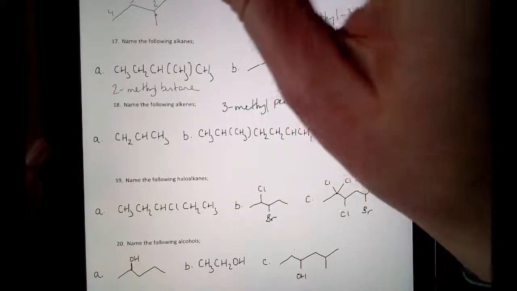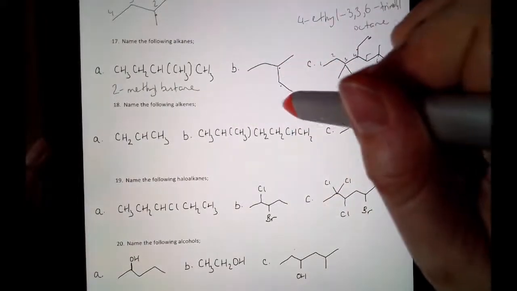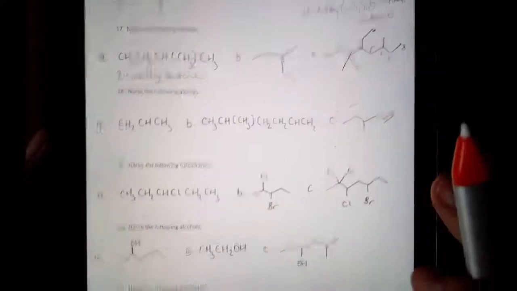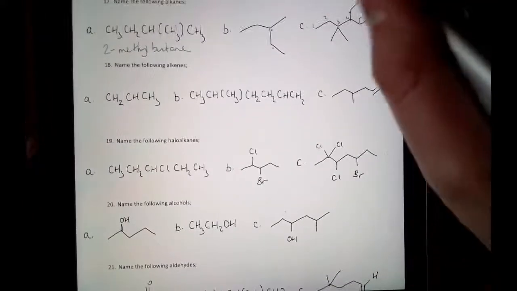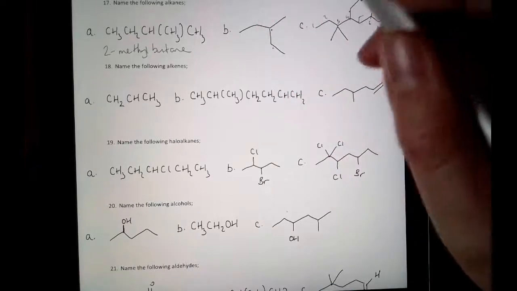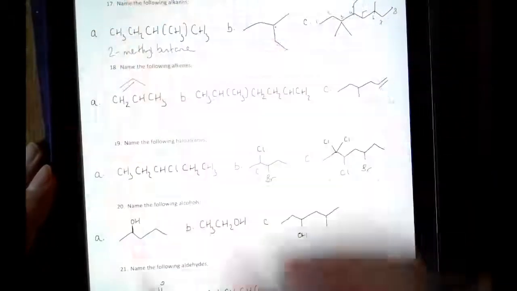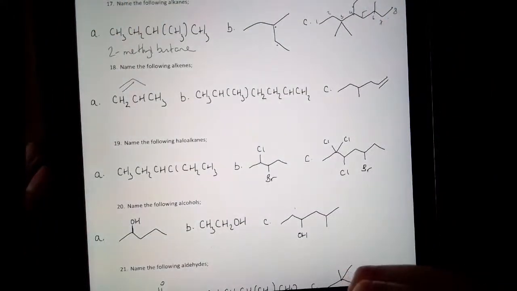I'm just going to rub this one out because next we're going to look at naming of alkenes. So to name the following alkenes, here I have got it just drawn in structural formula. I've got a CH2 bonded to a CH bonded to a CH3. My double bond will be there. I've got 3 carbons, which means it's going to be prop.